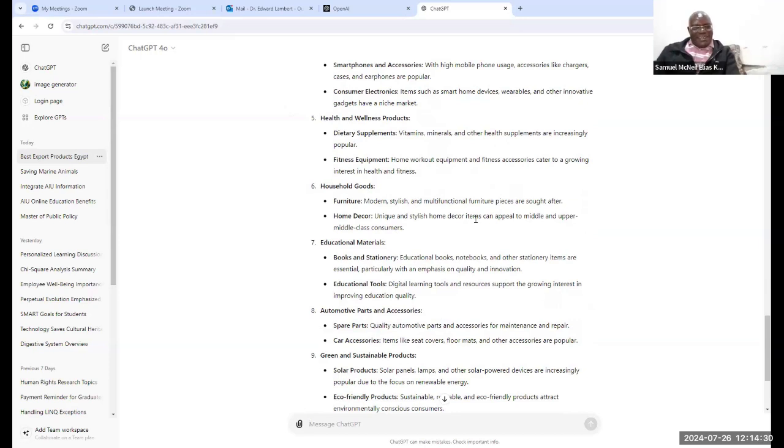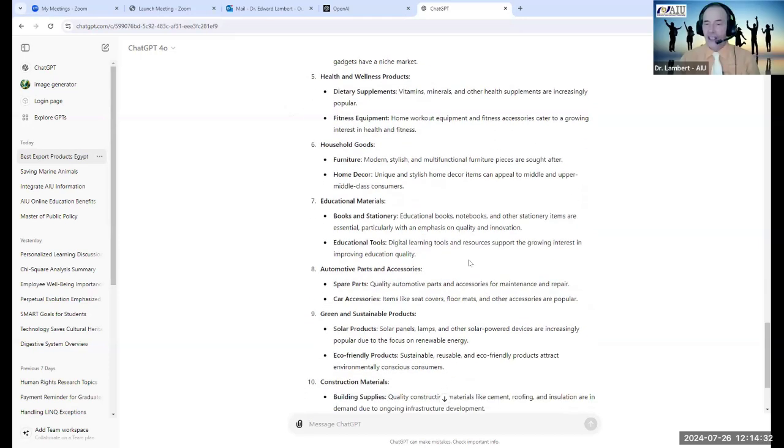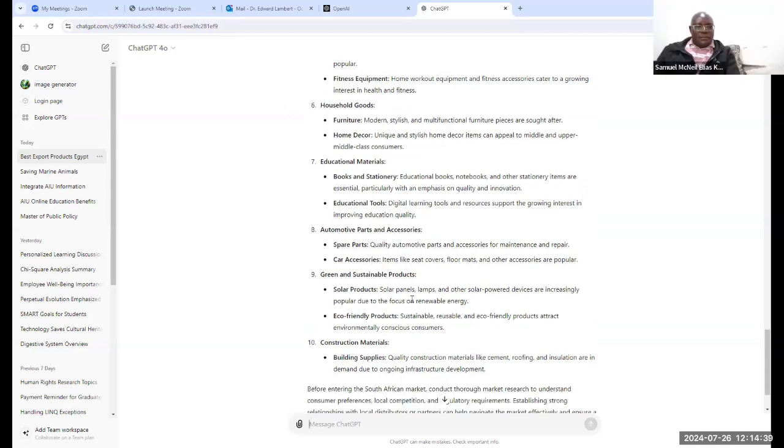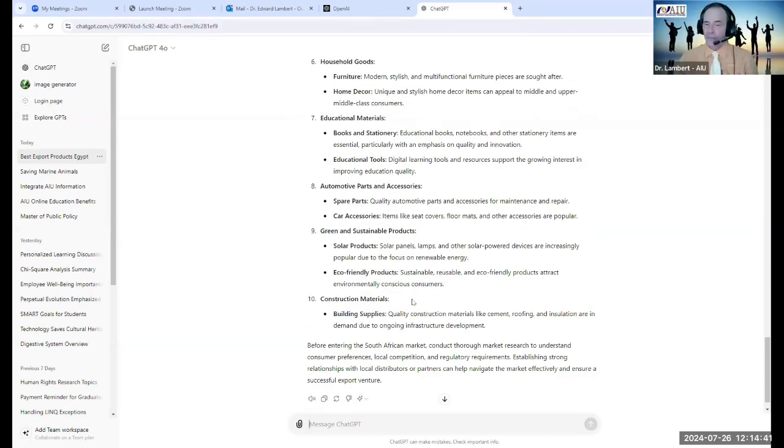Seat covers, floor mats, other accessories are popular in South Africa for car accessories. Solar products. I import them through DHL from South Africa.